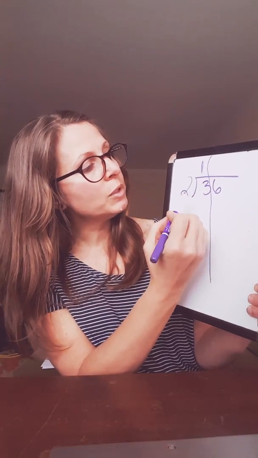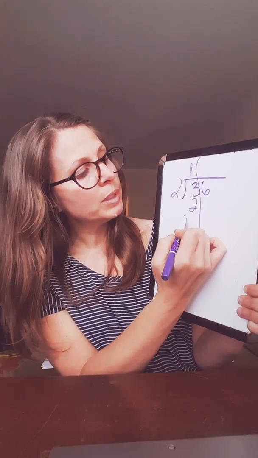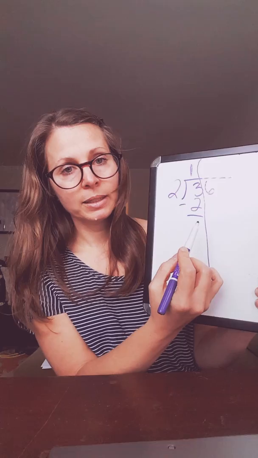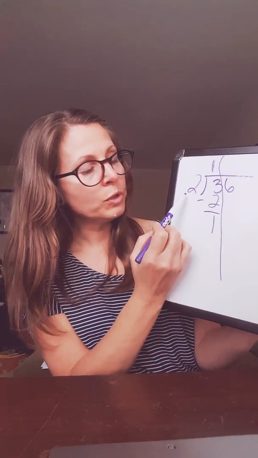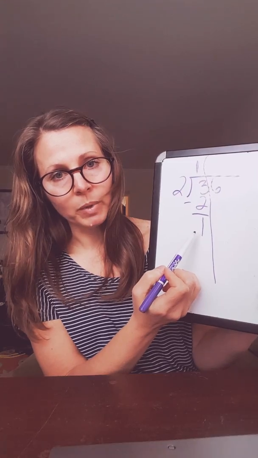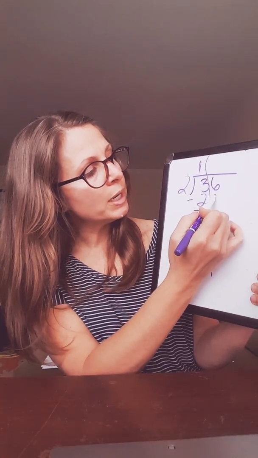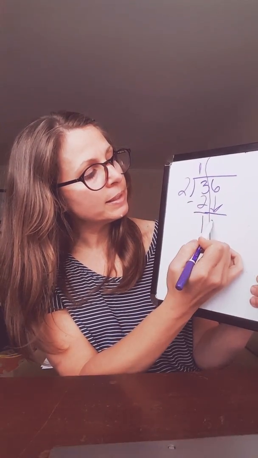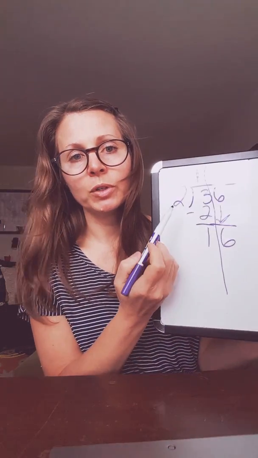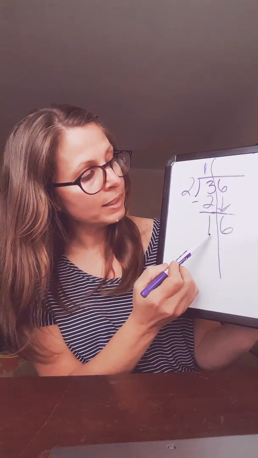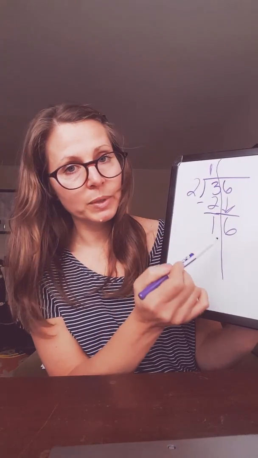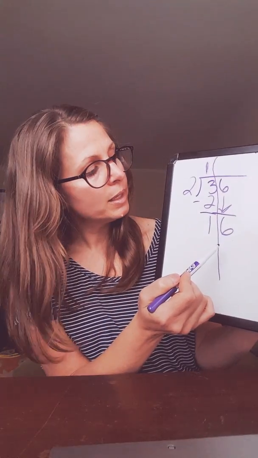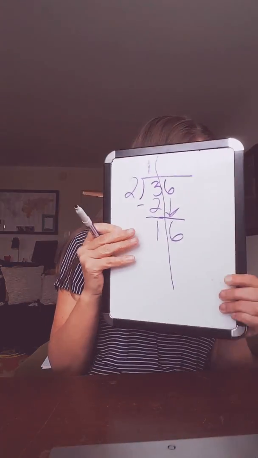So 1 times 2 is 2. And now we subtract. Okay? We know that's 1. All right, well 2 can't go into 1. It's too small. So we need to bring down that 6. And now we're going to put 2 into 16. Okay? We're not putting 2 into 6. We're putting 2 into 16. Okay? So 2 into 16.